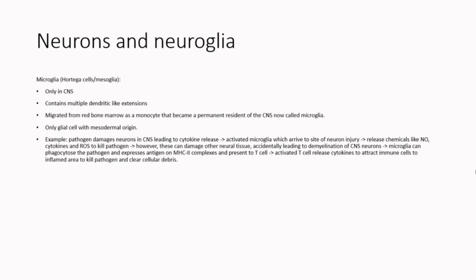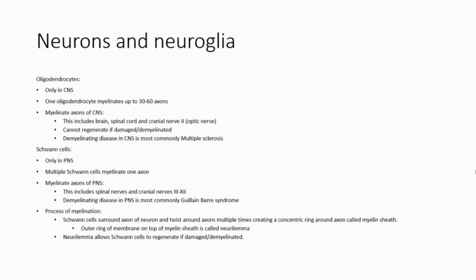But in a normal situation, this microglia will phagocytose these pathogens, express the antigen on the MHC2 complexes, which they have on their membrane, and present it to the CD4 plus cells. This will activate these T cells. They will release more chemotactic factors to attract immune cells, so more immune cells will come to the area and kill the pathogen and clear this cellular debris.